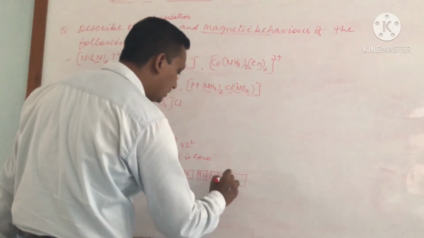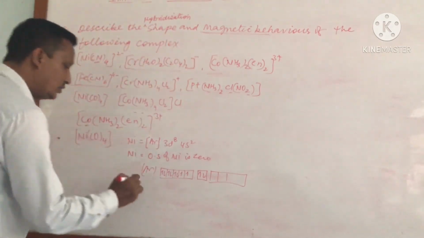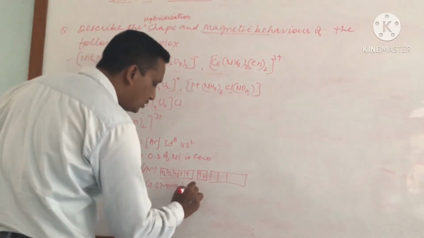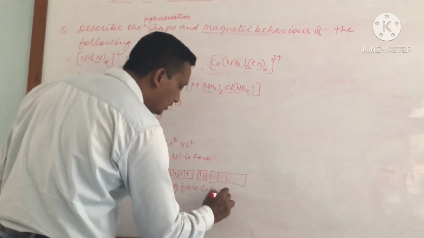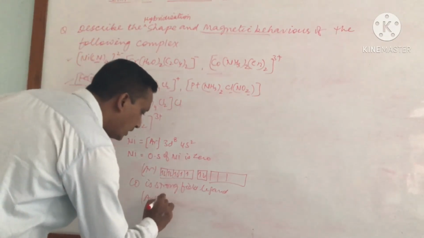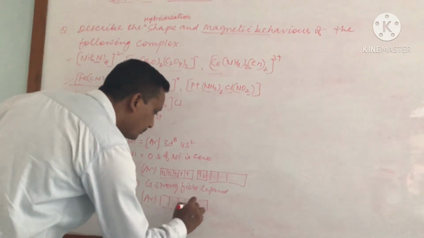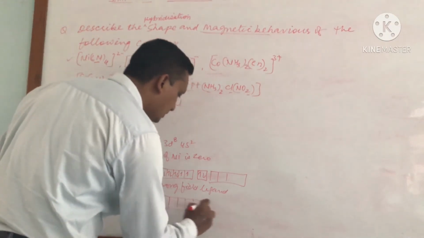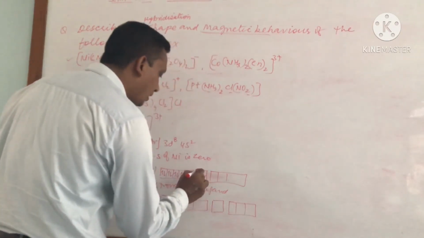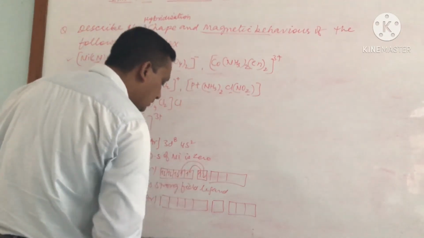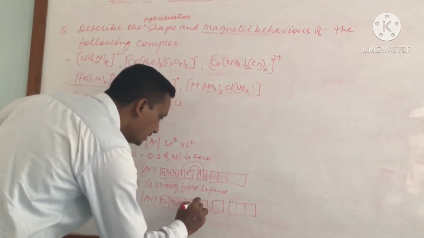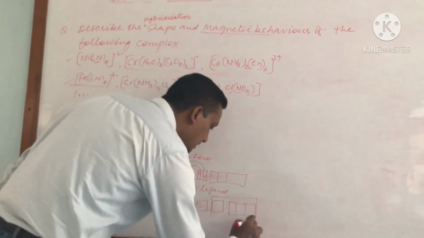We know that CO is a strong field ligand, therefore it will pair up the electrons. So the electrons would be paired up and we get 1 2 3 4 5, and then s, then p. These orbitals will shift in the d subshell and we get the electronic configuration like this, and we get sp3 hybridization.